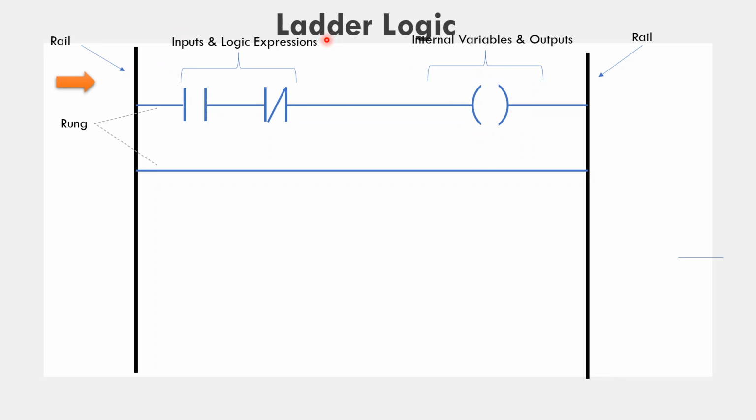So in ladder logic, on the left side we place the inputs and the logic, and on the right side we place the internal variables and the outputs.